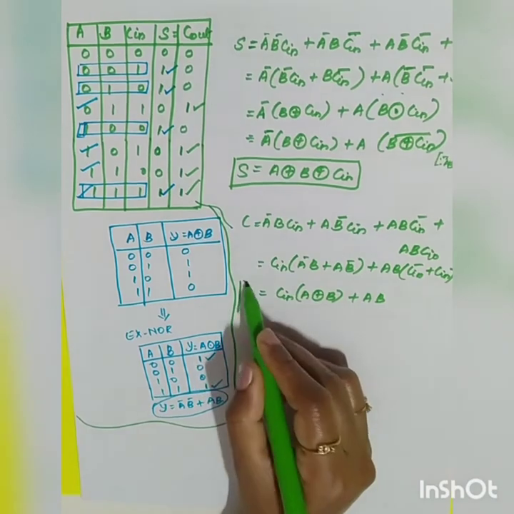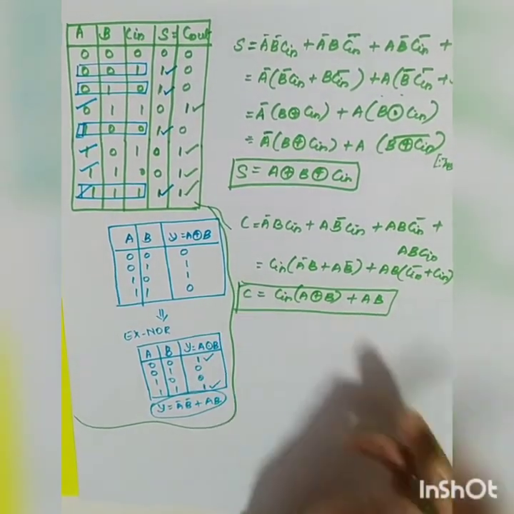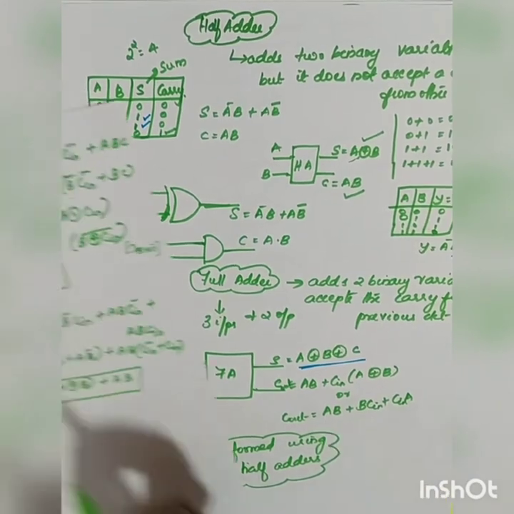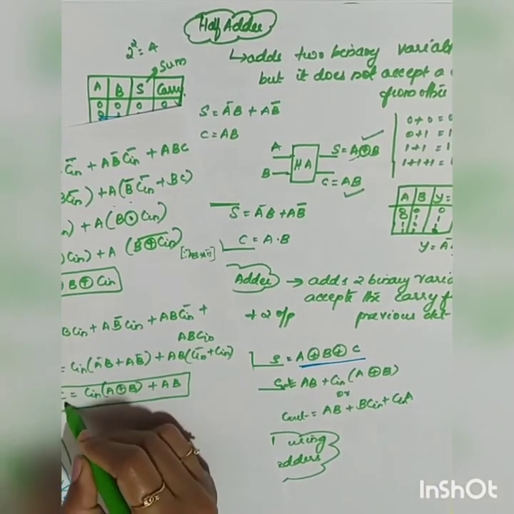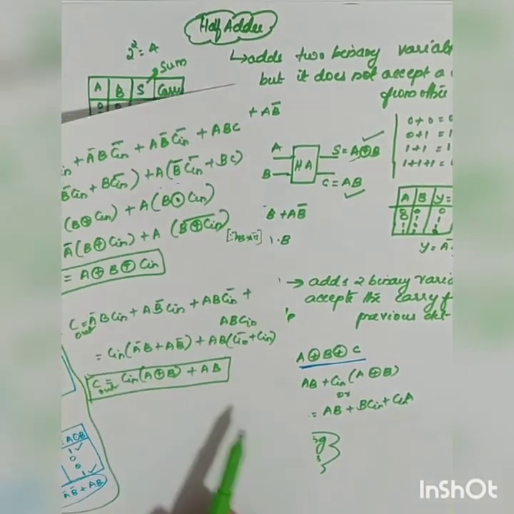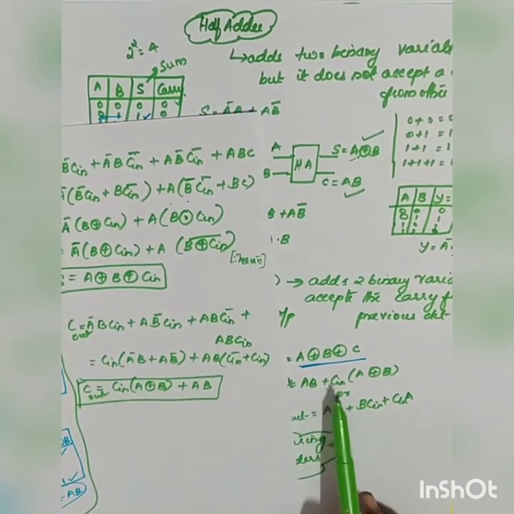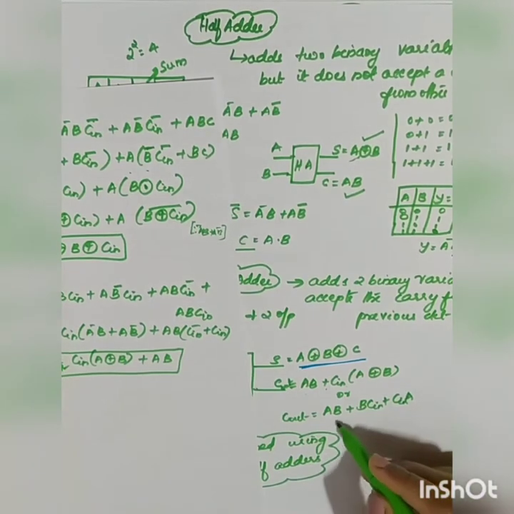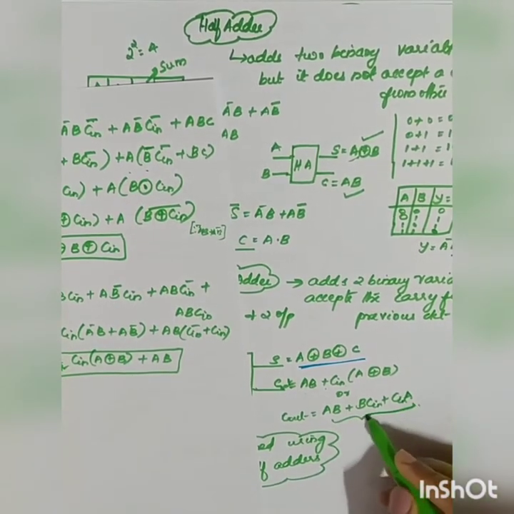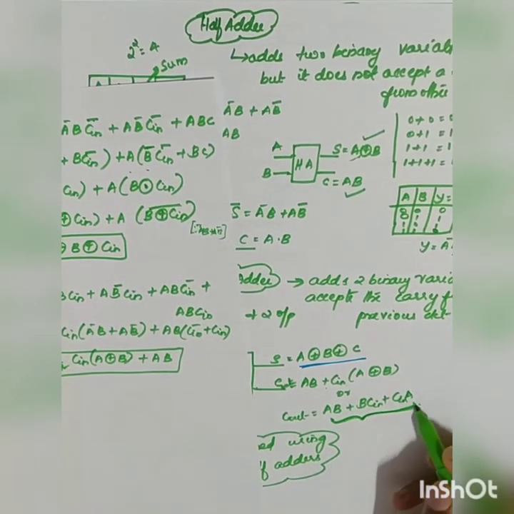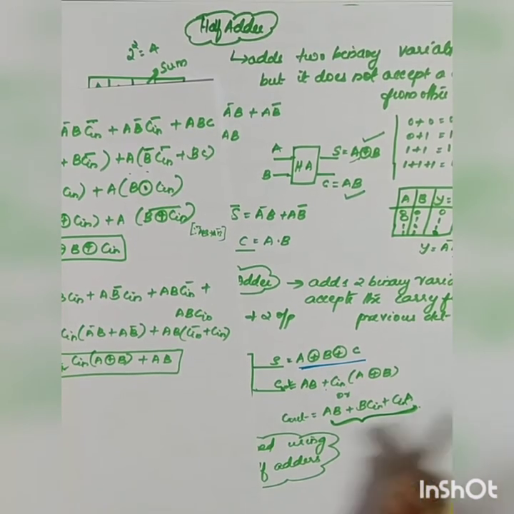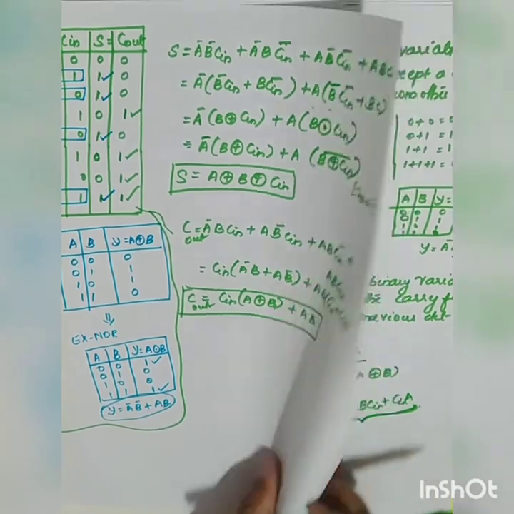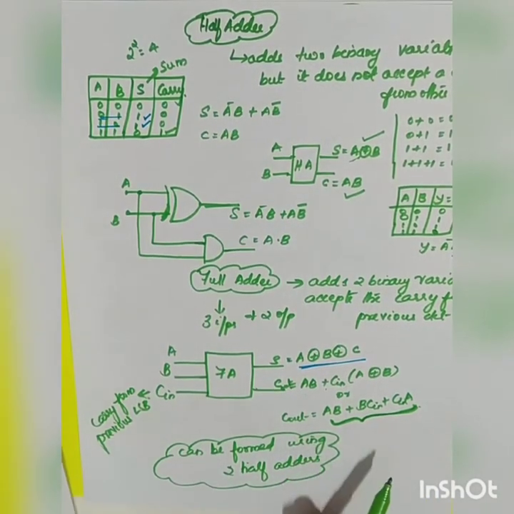So, this is one of your carry out expressions. See here, this is one of your carry out expressions, C out, right? C out. It is matching AB plus C in into A XOR B. Okay. So, one more expression is widely used through which you are going to draw a diagram which is given in your text. These two expressions are required for forming a full adder using two half adders.